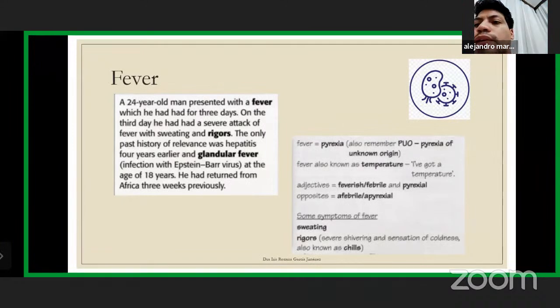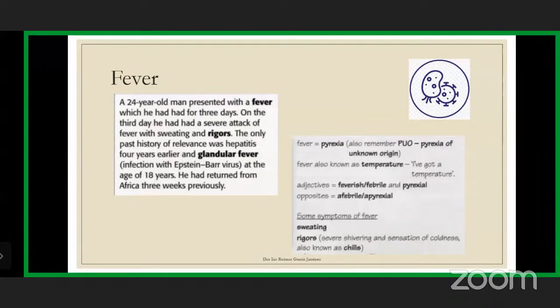Fever, pyrexia, also remember PUO, pyrexia of unknown origin. Fever also known as temperature. I have a temperature. Adjectives: feverish, febrile, and pyrexial. Opposites: afebrile, apyrexial. Some symptoms of fever: sweating, rigors, severe shivering and sensation of coldness, also known as chills. Thank you so much, Alejandro.